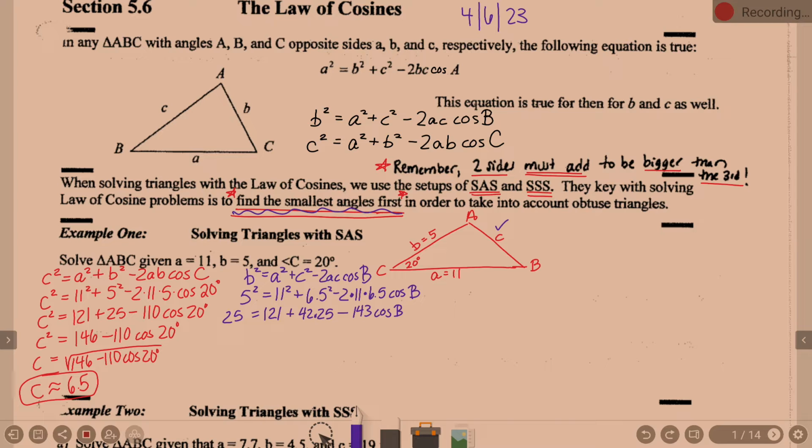Now, what can we do? We could subtract 25 over, but I wouldn't want to. You can add like terms. So one thing we can do is add the like terms of 121 and 42.25. So I still have 25 equals 121 plus 42.25, which is 163.25, still minus 143 times cosine b.